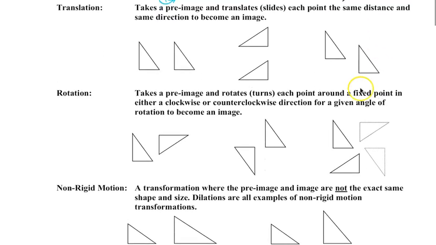Next one's a translation. You're just going to slide it, move it. So we're going to slide this over there. If this is our pre-image ABC, this will be our image, A prime, B prime, C prime. We're just going to move it. You can slide it horizontally, you can slide it vertically, or you could do a diagonal, where you move it horizontally and vertically. That's what this one does. That's a diagonal slide.